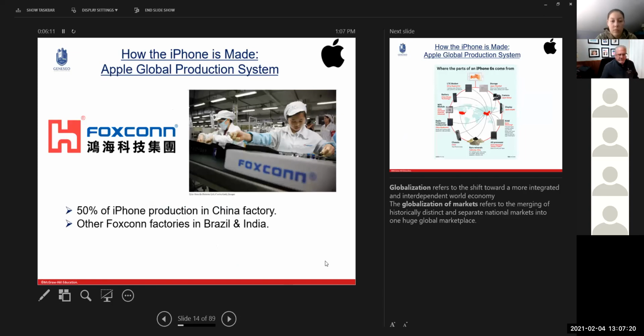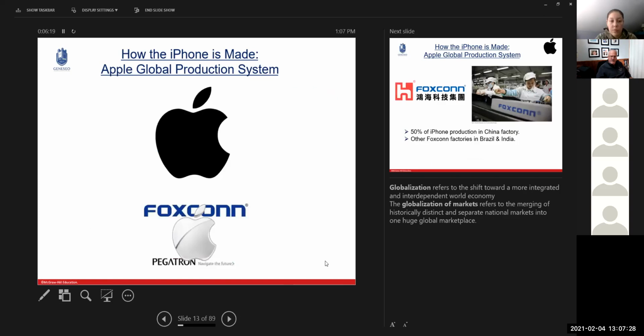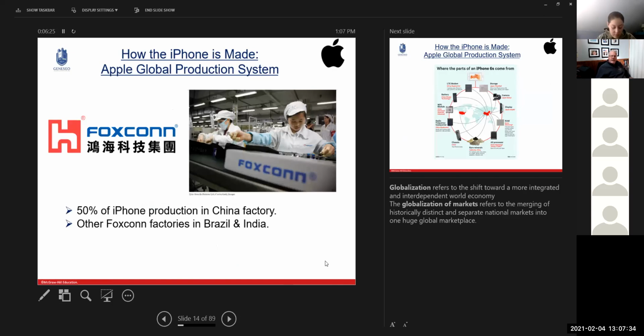The vast majority of iPhones are produced in China at a company called Foxconn. There's actually two, and you see in the opening slide here, Foxconn and Pegatron are the two main companies that produce Apple iPhones. Better than half of the production is in the China factory at Foxconn.